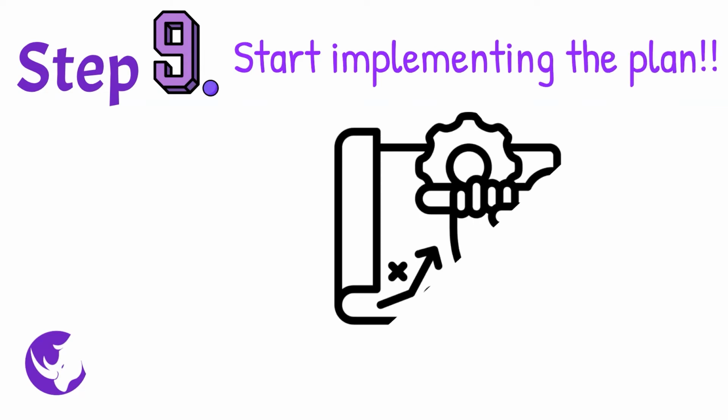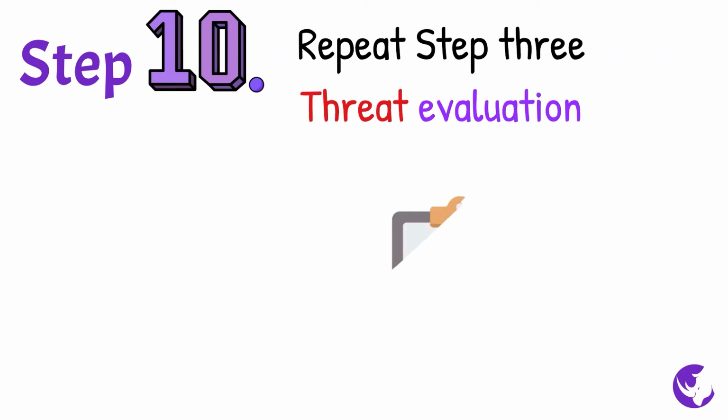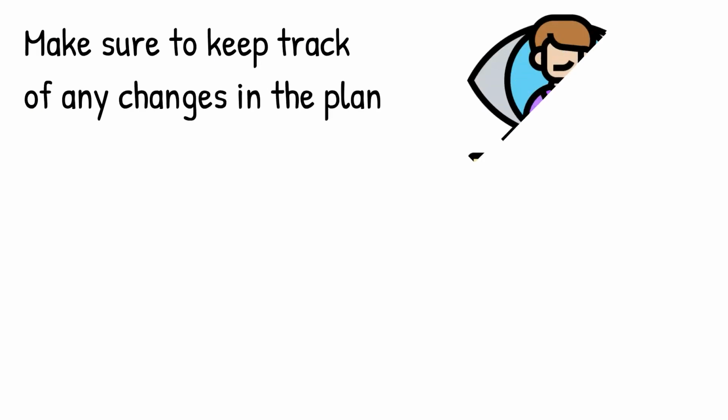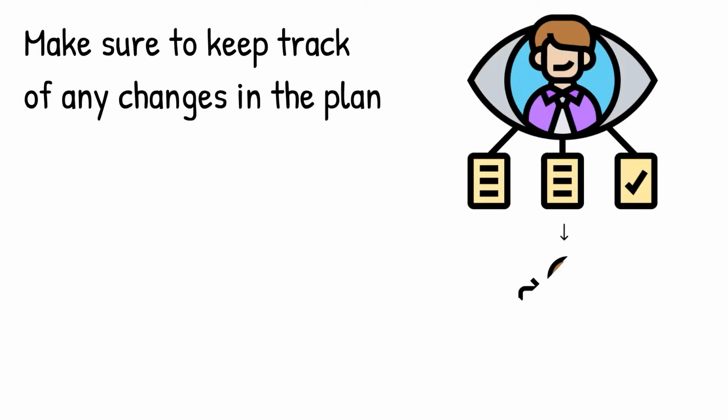Step 9. Start implementing the plan. Step 10. Repeat Step 3. Threat evaluation at a minimum of once per year. Make sure to keep track of any changes in the plan and inform all affected parties to avoid confusion.